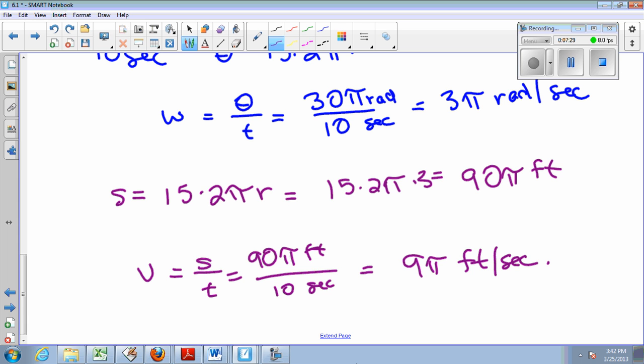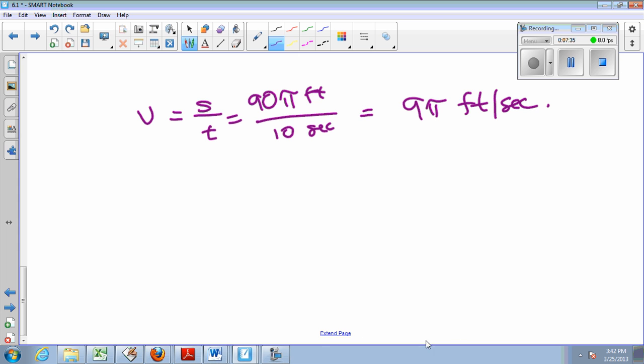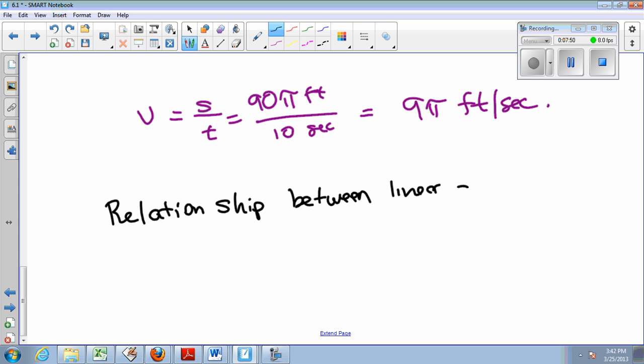So the relationship between linear and angular speed is given by the formula nu equals radius times omega.